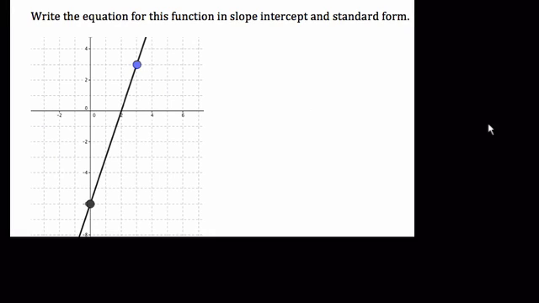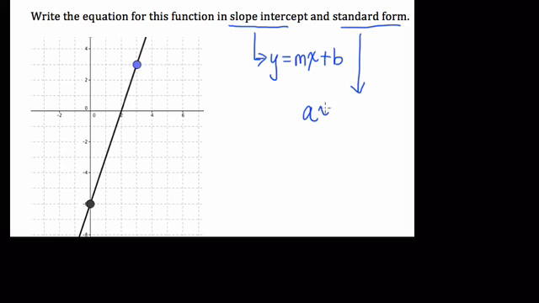Okay, so in this question, they want us to write the equation for this function in slope-intercept and standard form. Slope-intercept form is when you have an equation in the form where it says y equals m, the slope, times x, plus b, which is the y-intercept. And standard form is when you have a, some number, times x, plus b, some number, times y, and that equals a constant value c.